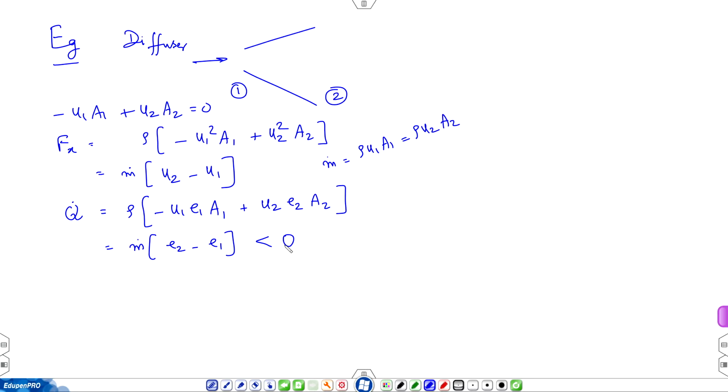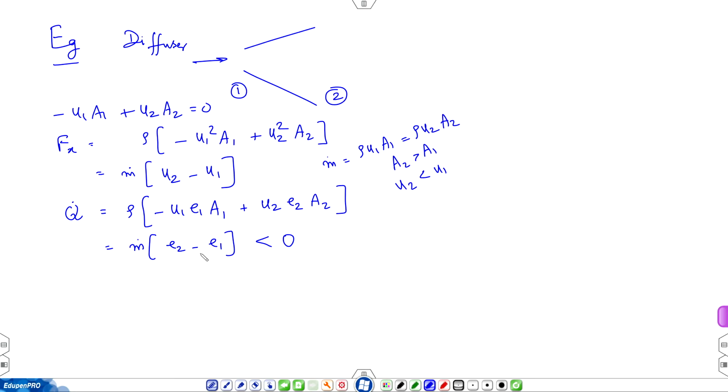Okay, so since a2 is greater than a1, it follows that u2 is less than u1. So, now let us expand E2 minus E1 in terms of its components. Components are pressure, velocity and gravity.